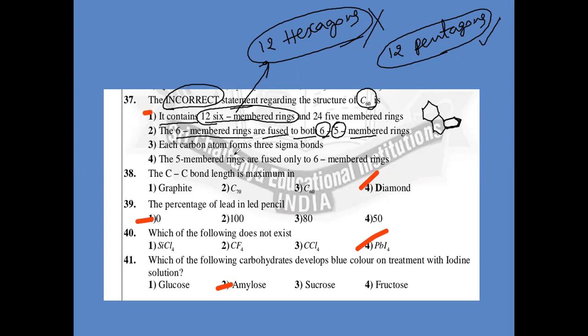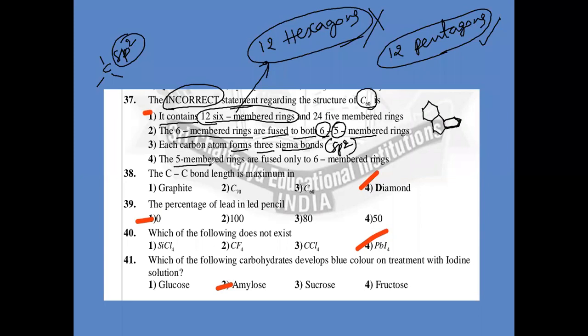And each carbon atom forms 3 sigma bonds. So when carbon forms 3 sigma bonds, that is which hybrid orbital? sp2. So that carbon is called sp2 carbon. So the carbon is sp2 hybridized in C60. That's why they say each carbon atom forms 3 sigma bonds. 3 sigma bonds means it should be sp2 carbon. They gave it indirectly. So it is correct.